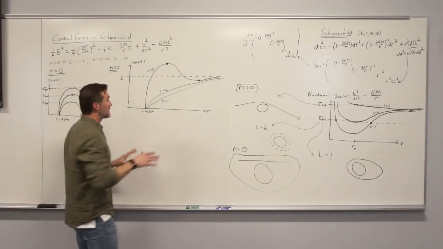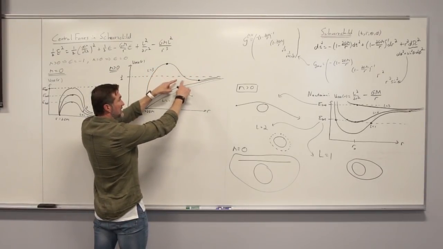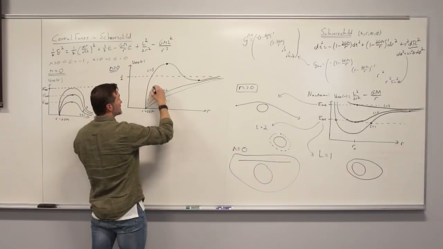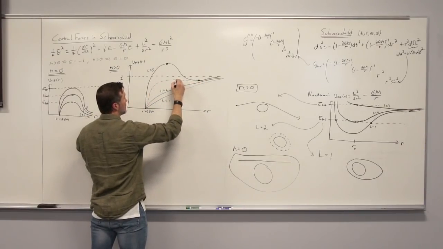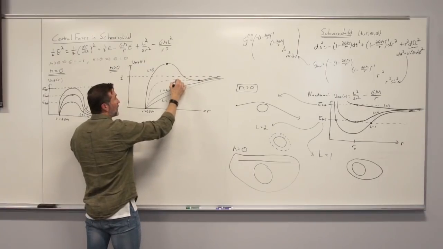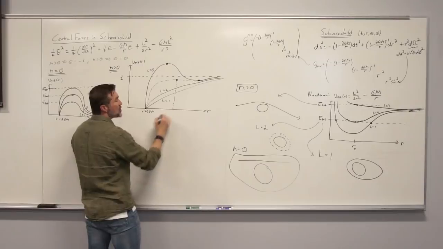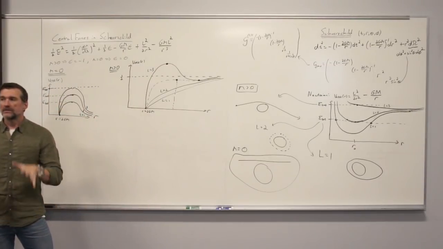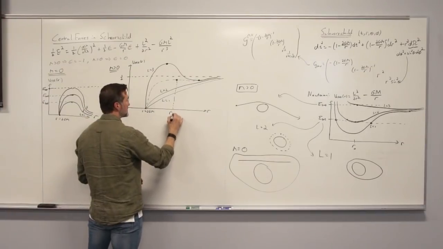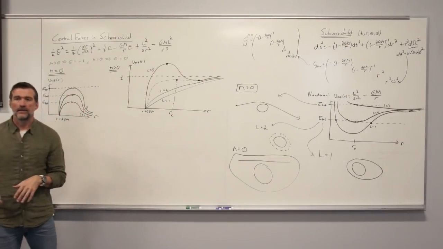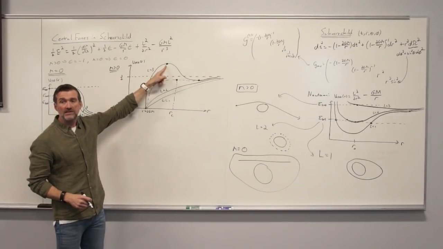Now here's the interesting thing. If I run this backwards, and these two things come together at, say, some situation like this, what that means is that there are no possible stable circular orbits for r less than this. For any r less than this value, the only circular orbits you have are unstable.